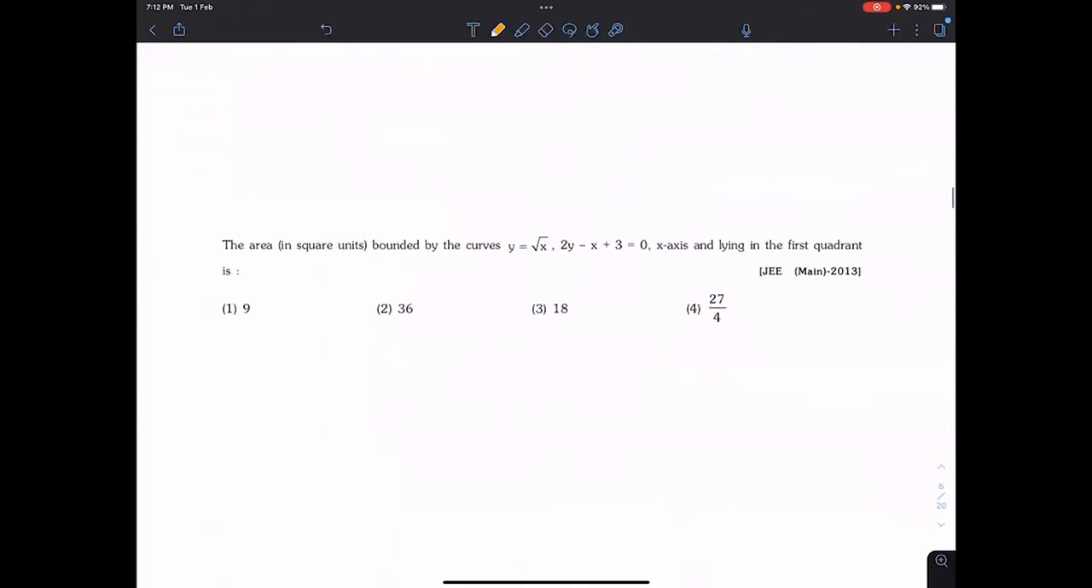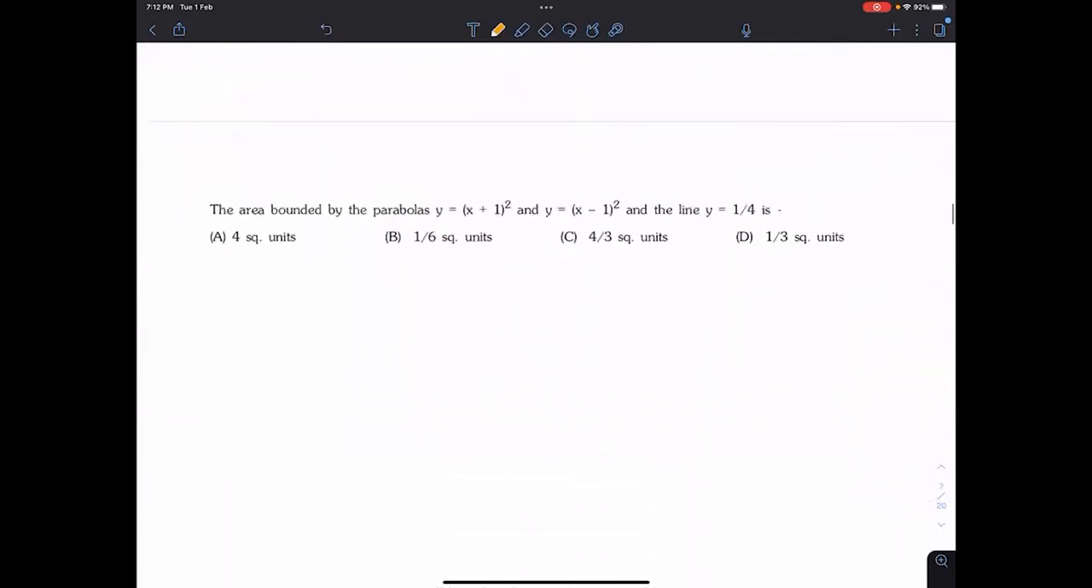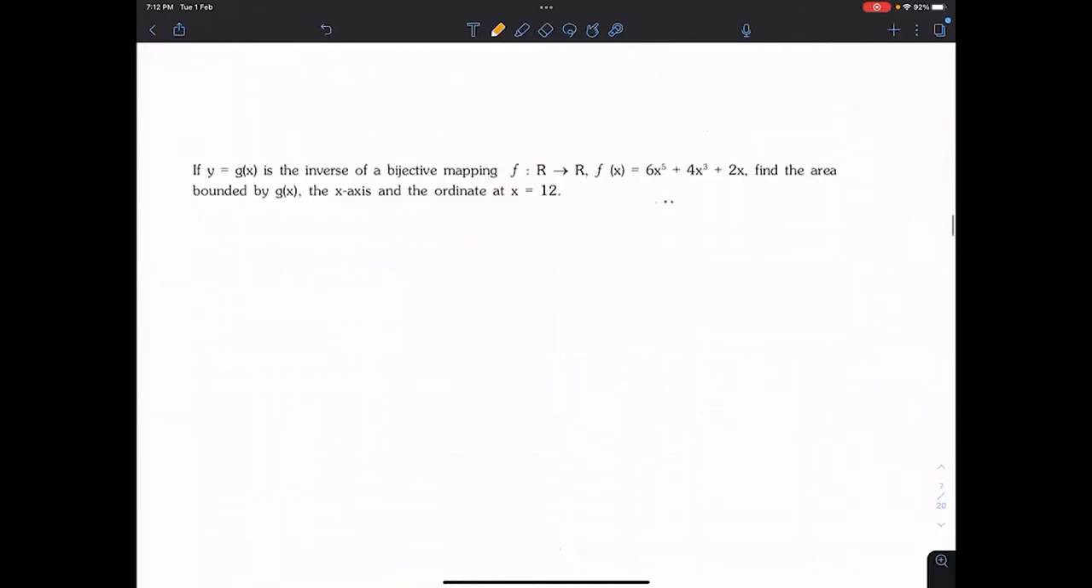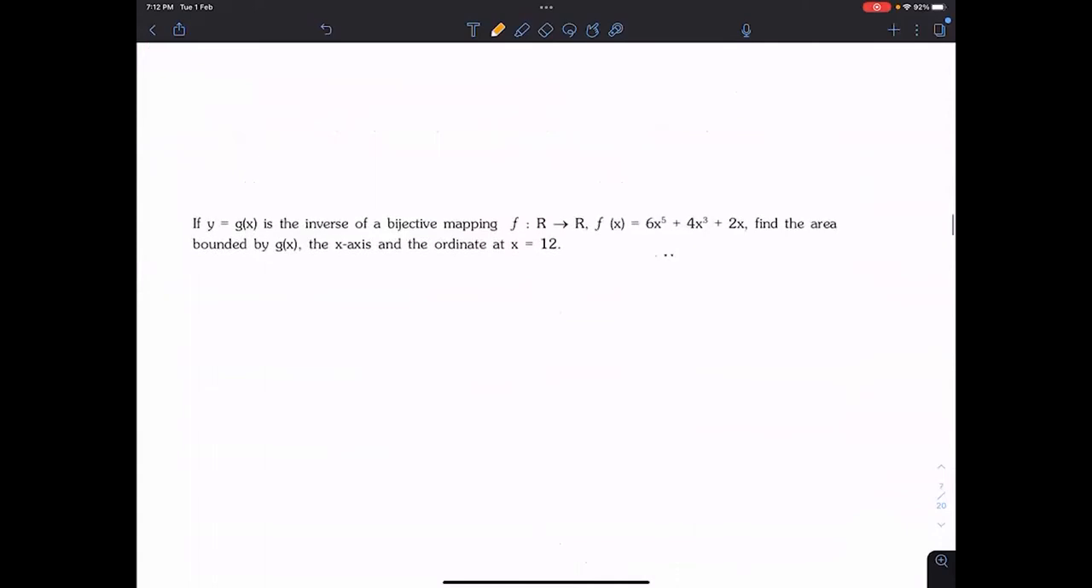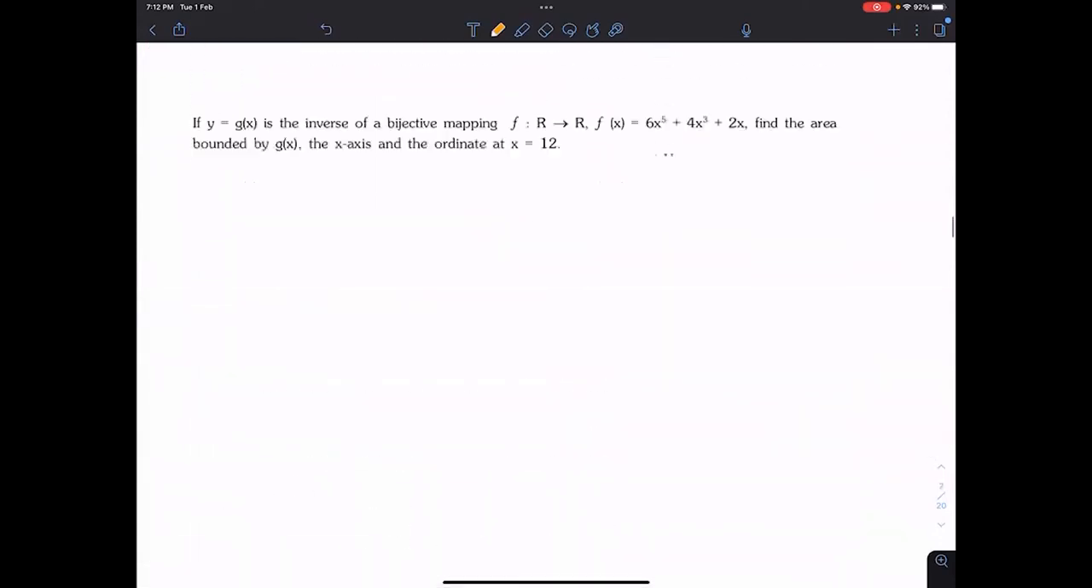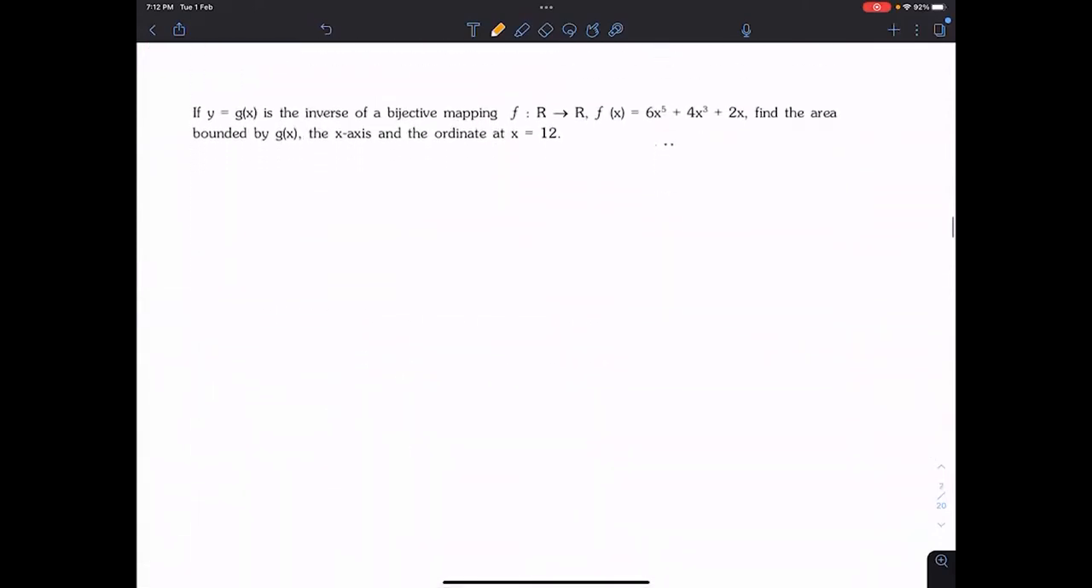Next. So there are some more questions on this. Okay. So fine. So one last question. Then afterwards we'll go to differential equations. Okay.